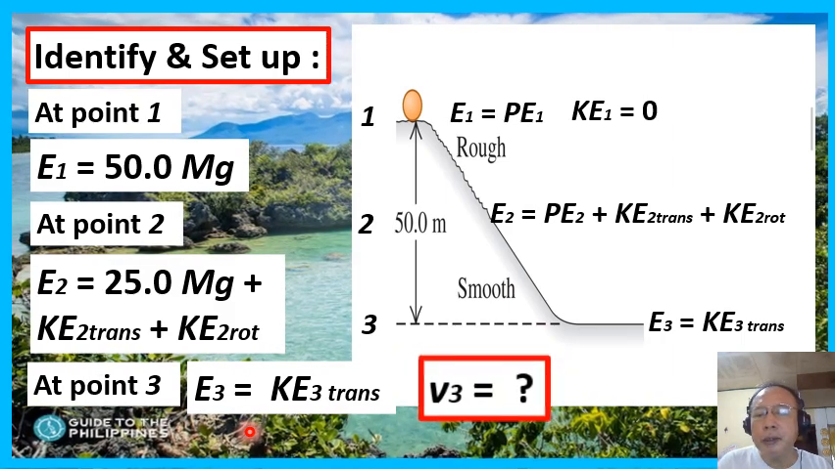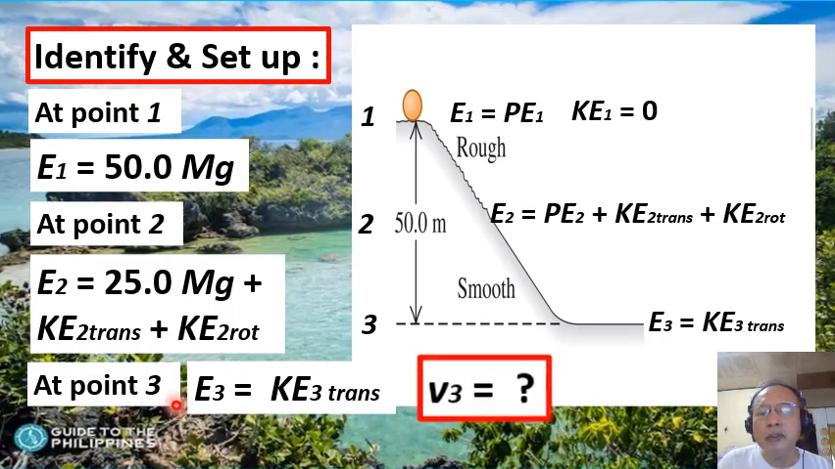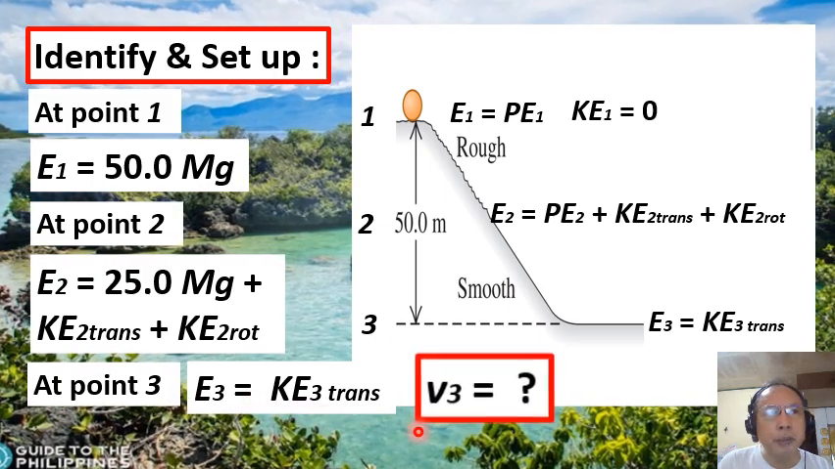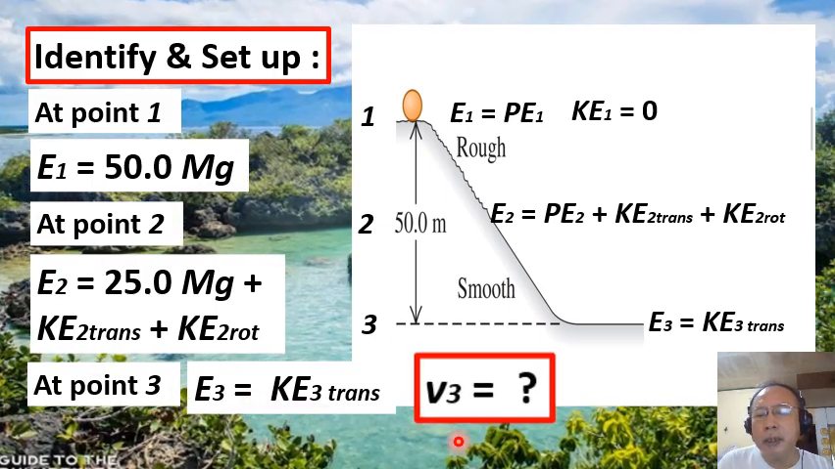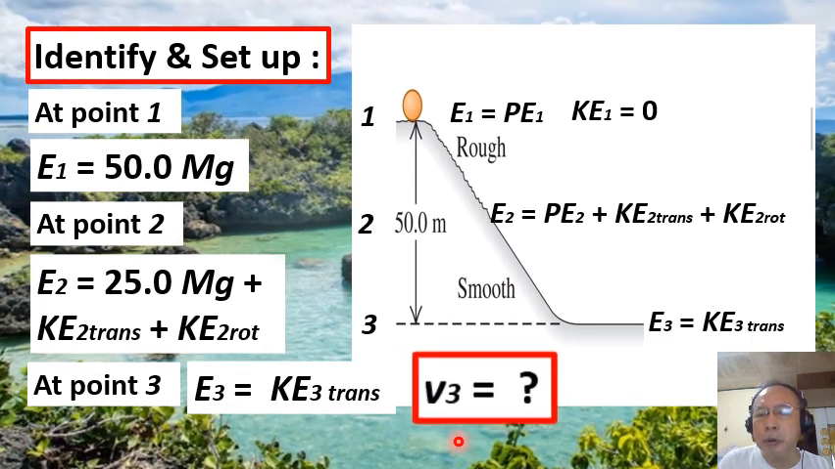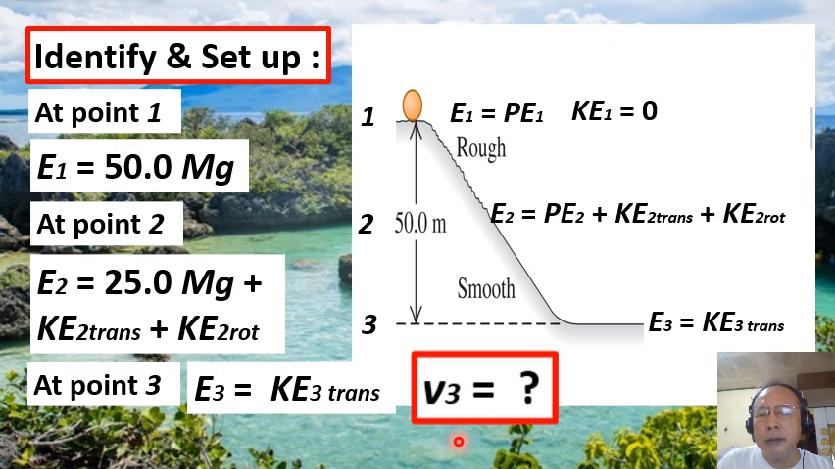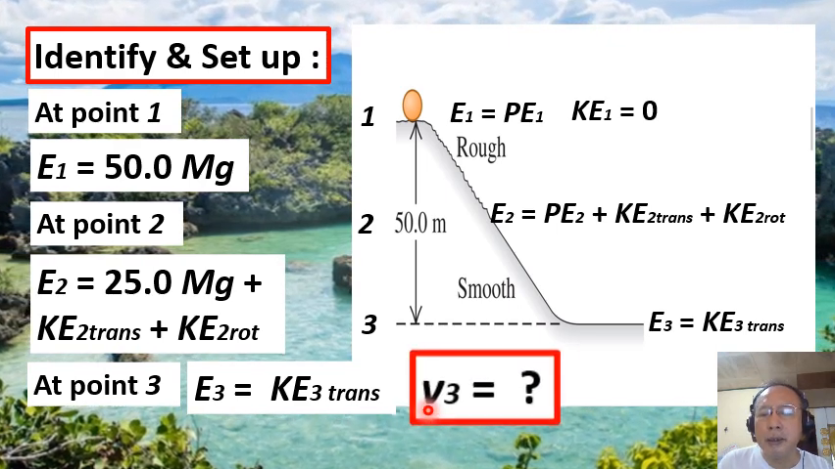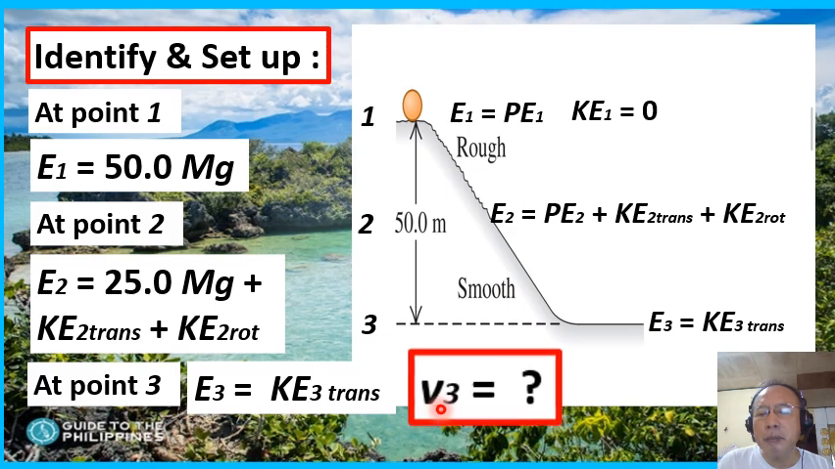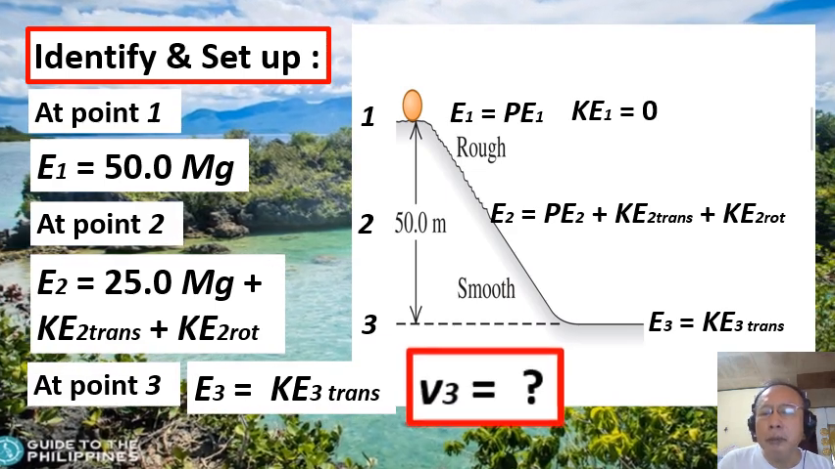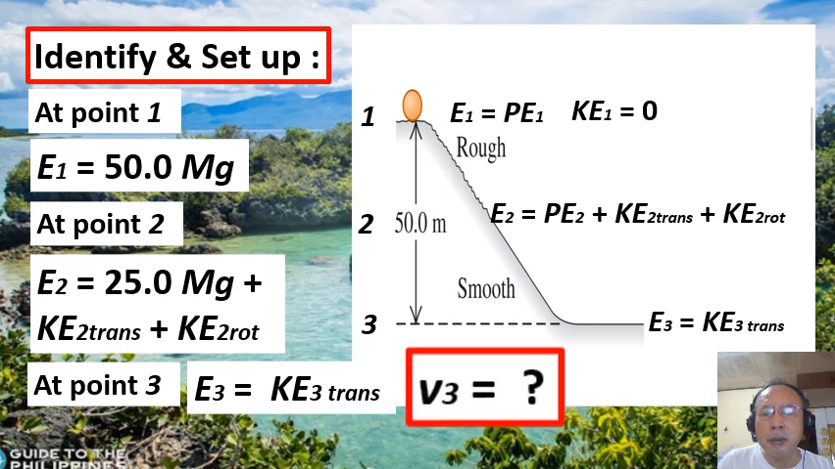And it is based on this fact that we will be able to determine the instantaneous translational speed of the boulder when it reaches the foot of the hill. So we label that as v sub 3, which is our main target variable in this problem.